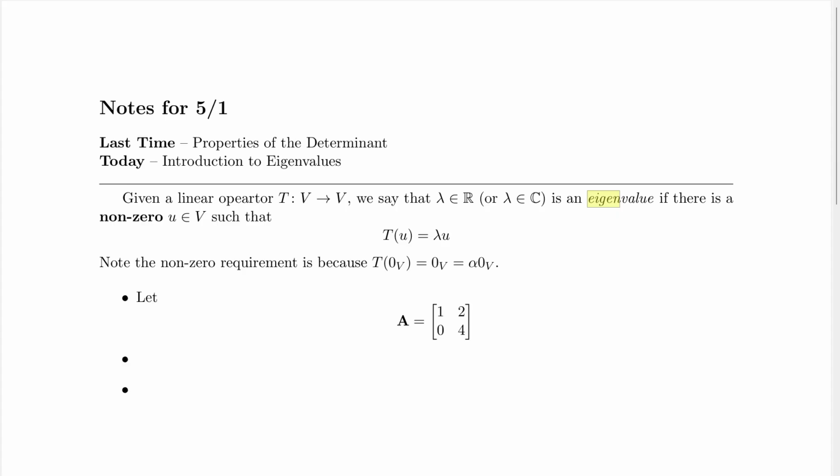So let's create this matrix right here, this matrix 1, 4. Very exciting. All right. I claim that lambda equals 1 is an eigenvalue.